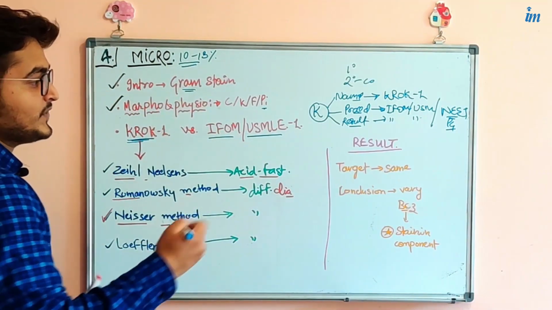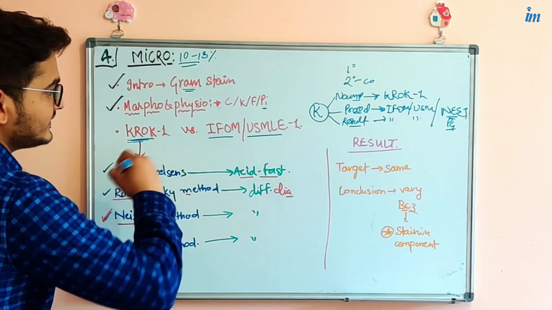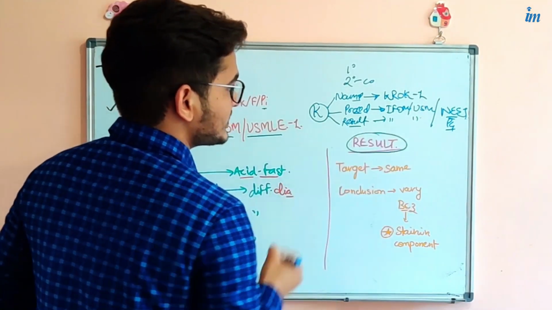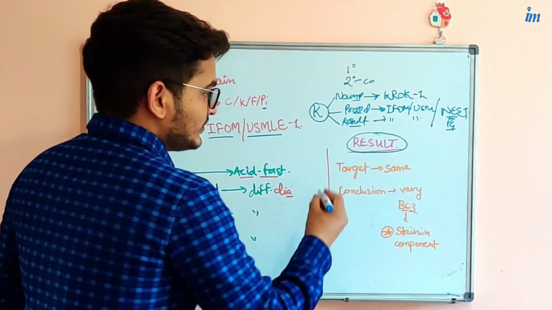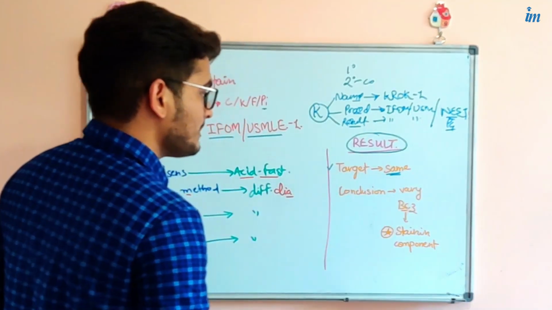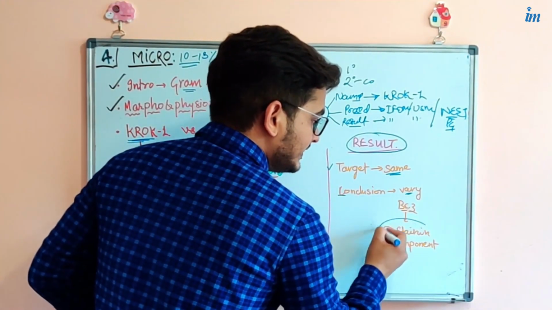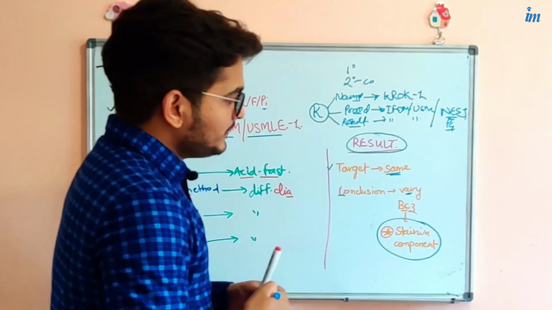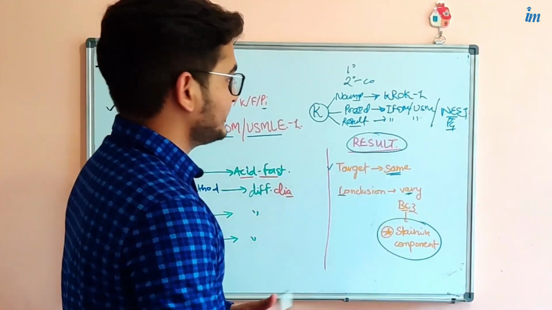What is common in them? There are microorganisms which are common in them, and on the basis of the results, we conclude what our question is asking us. So the target is always the same, but the conclusion may vary because they contain different staining processes and staining components. Because of that, we say that they have different results.